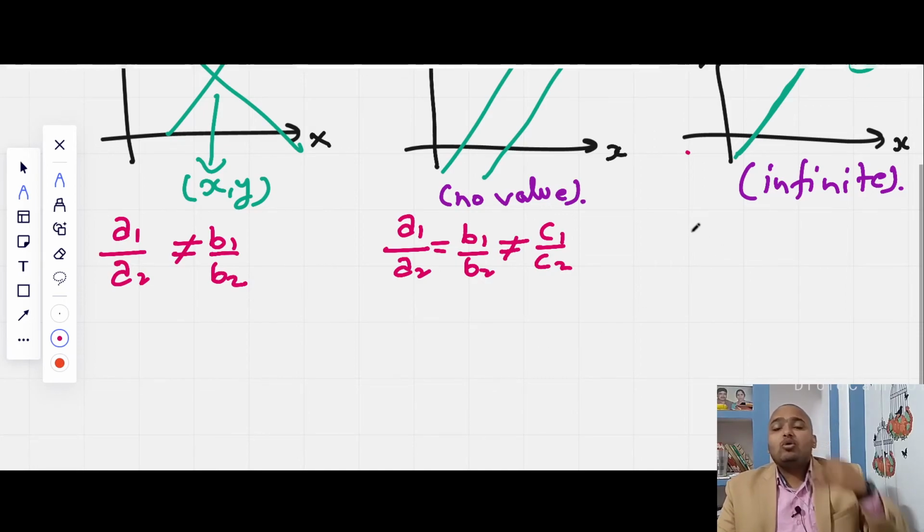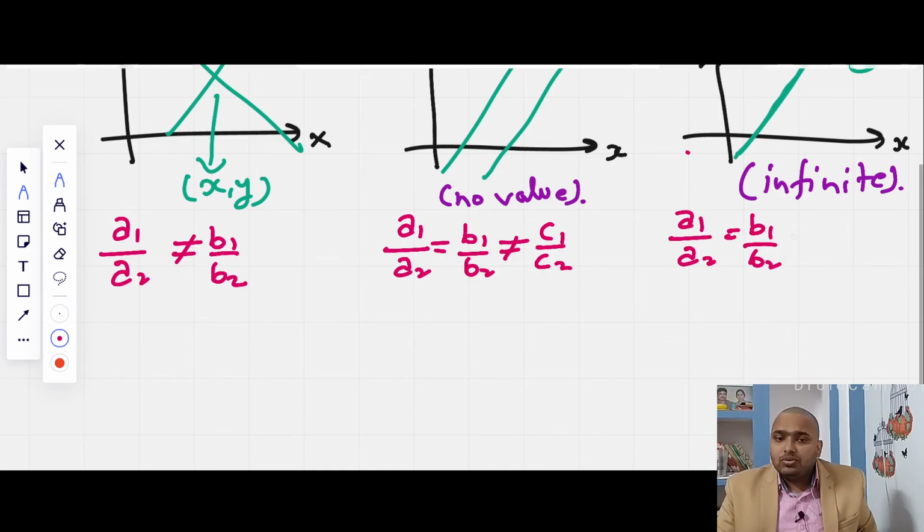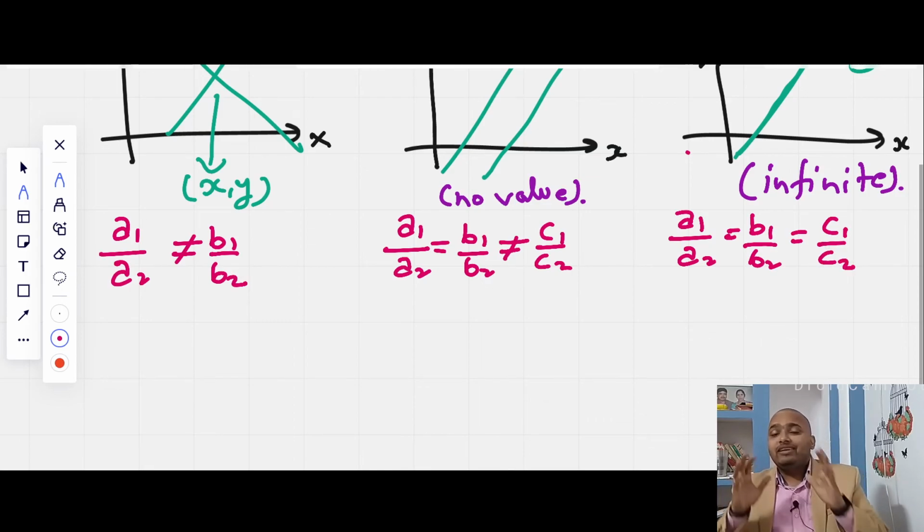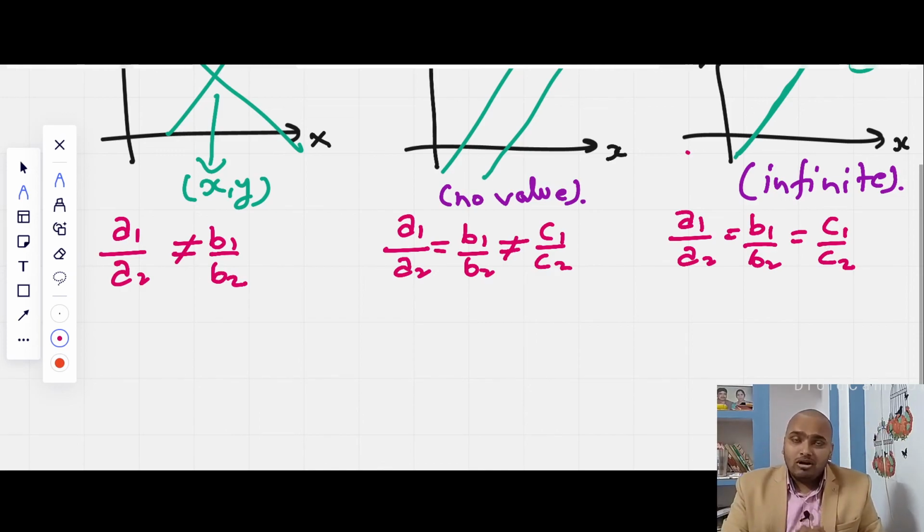Now when they are coincident to each other, the condition is when a1 by a2 equals b1 by b2 equals c1 by c2, then only are the given two equations coincident. It means there is an infinite number of points x and y that can satisfy the two given equations. So this is the introduction of linear equations in two variables.